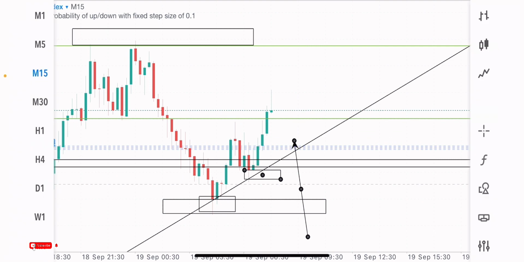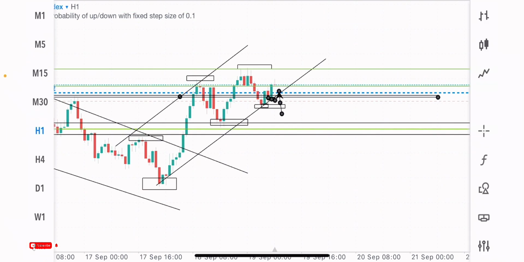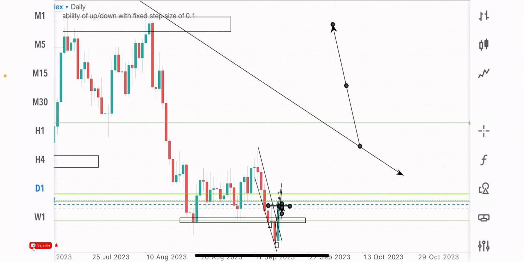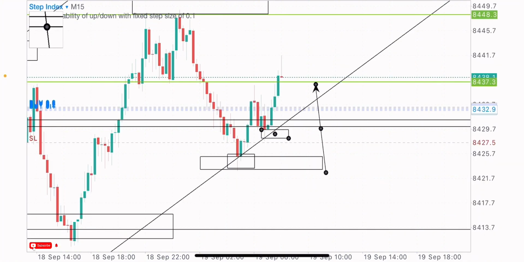The overall buy target level is at this point. Overall buy target level is at this zone on step index. This is the key target level on this index. More buys expected on step index. So that's how I took the trade, and the signal was shared as well with my premium members. I'm moving in good profit.